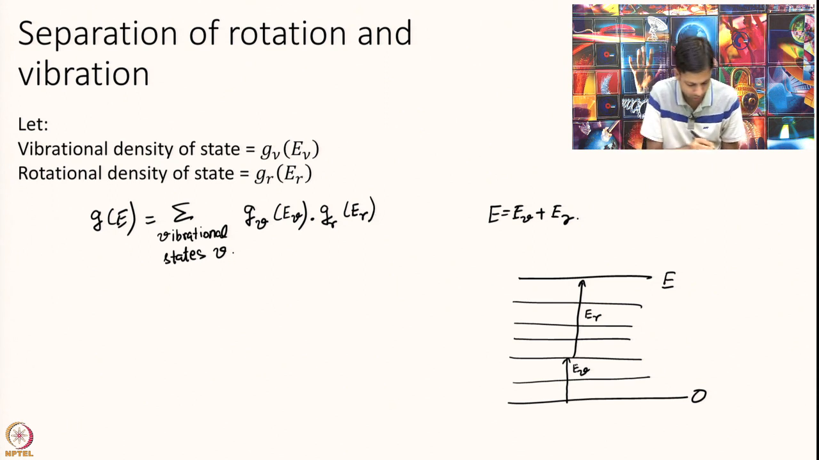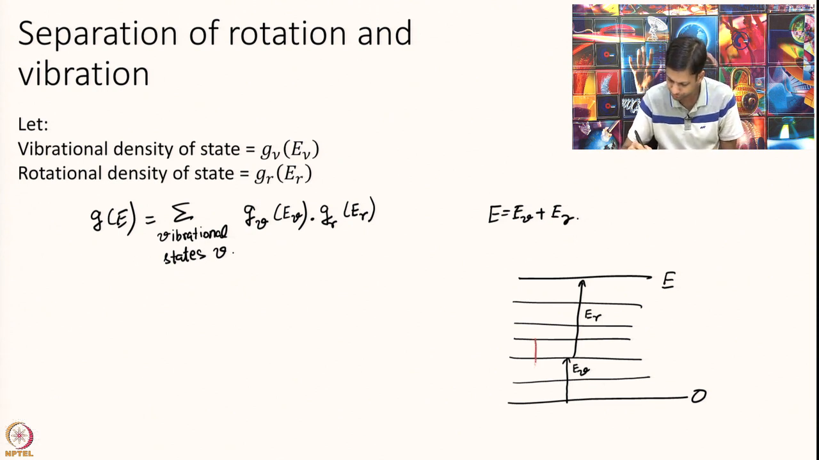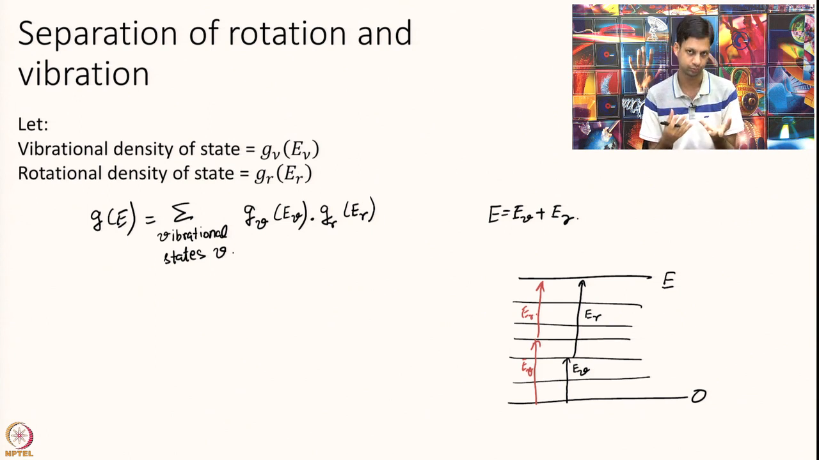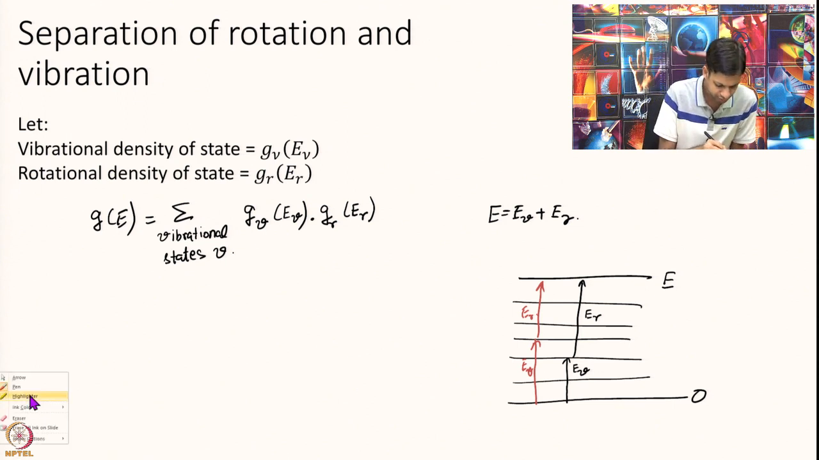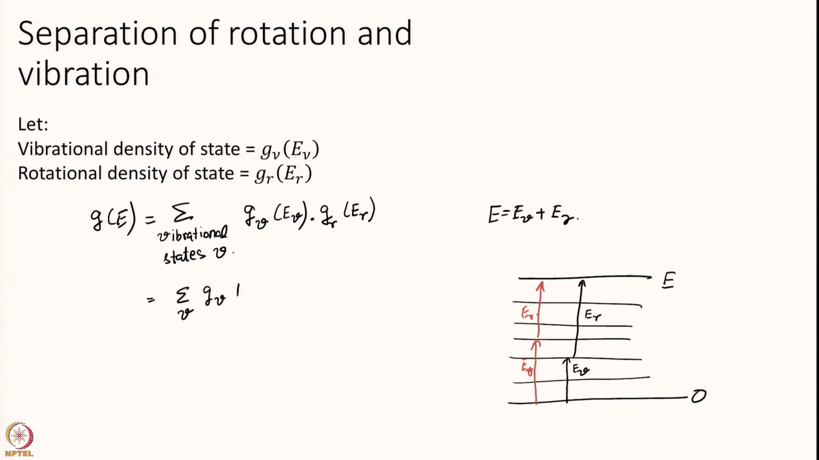Instead of this E nu, I might have a different combination where E nu is equal to this and E r is equal to this. So, I sum over all possible possibilities of E nu, all right. Of course, E nu is less than E. So, this I just modify a little bit and state this is equal to the sum over nu of G nu of E nu and G r of E minus E nu.